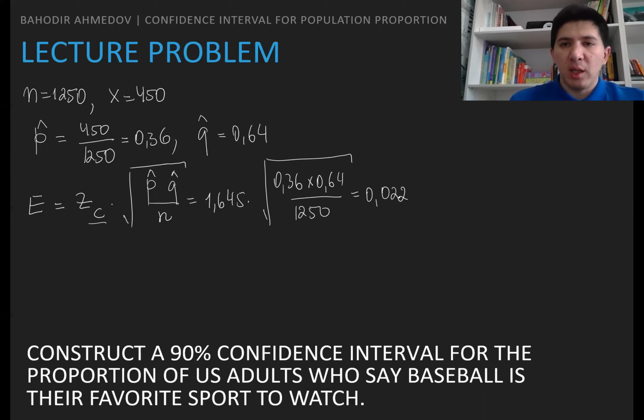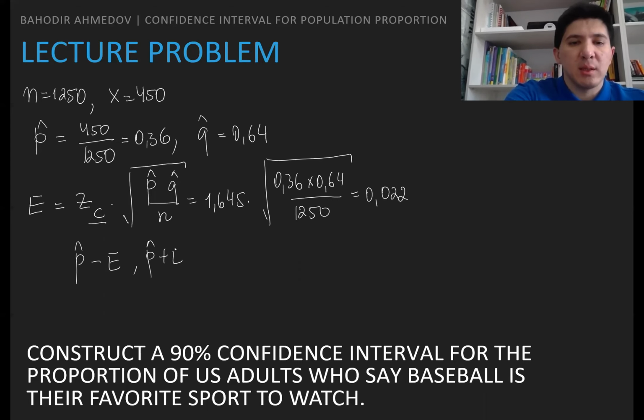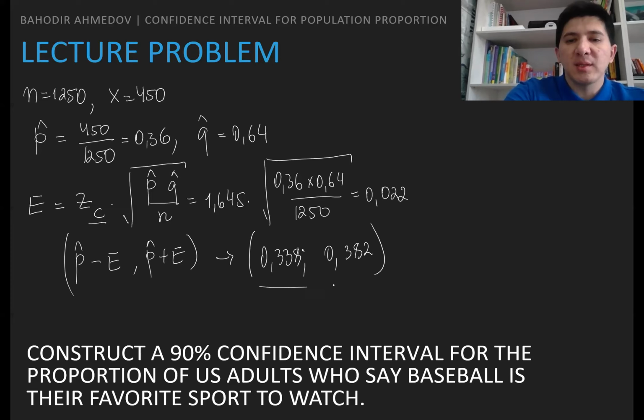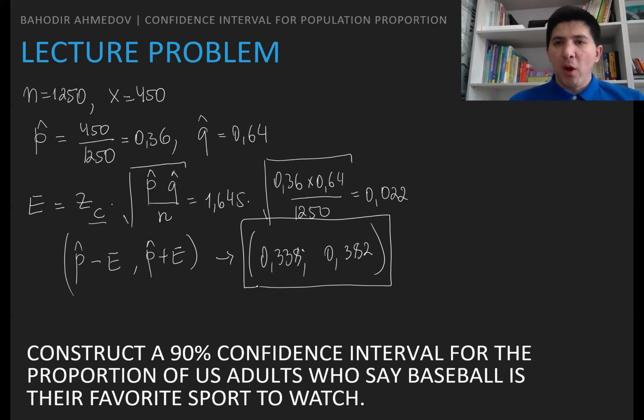And now we can construct the interval. Our interval is going to be p hat minus E and p hat plus E. So numerically, it's going to be 0.338 and 0.382. It means that the proportion of US people who like baseball is within this interval, and we are sure about this interval for 90%.